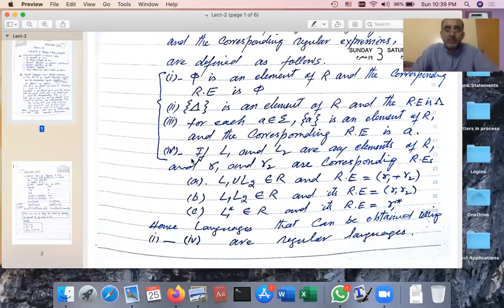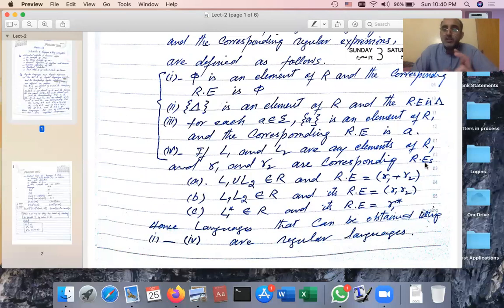Number 4. Up to that point, we have seen phi, we have seen null, we have seen any element for that regular language. And now number 4, if L1 and L2 are any elements of R, which is a regular language, then their corresponding regular expressions would be R1 for L1 and R2 for L2.